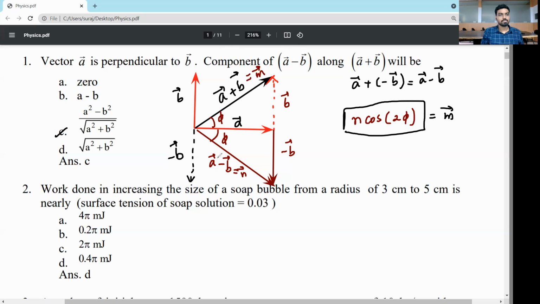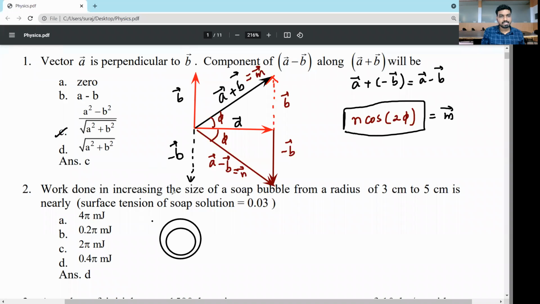Now coming to question number 2: work done in increasing the size of a soap bubble from a radius of 3 cm to 5 cm. Now keep in mind, a soap bubble has two surfaces. This is the soap bubble, right? It has two surfaces. This is one surface, the outer surface, and there is another surface, the inner surface.